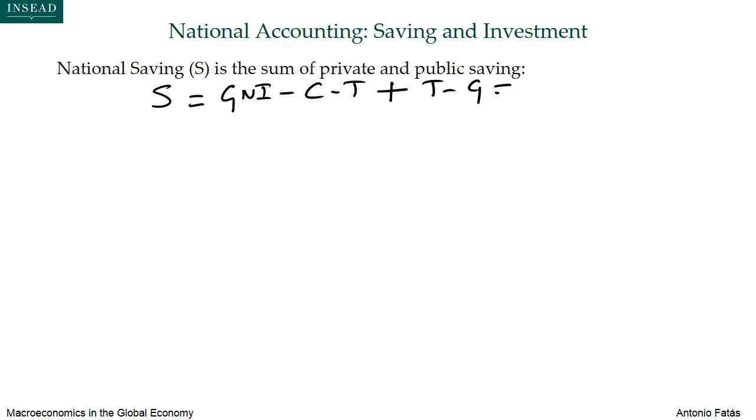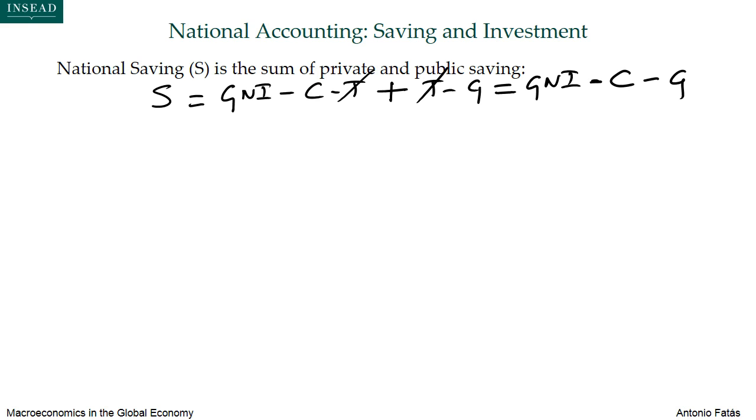Now, in this expression, taxes cancels out, and we get something that is very intuitive. The saving of a country is the national income minus any consumption done either by the private sector, C, or the government, G.